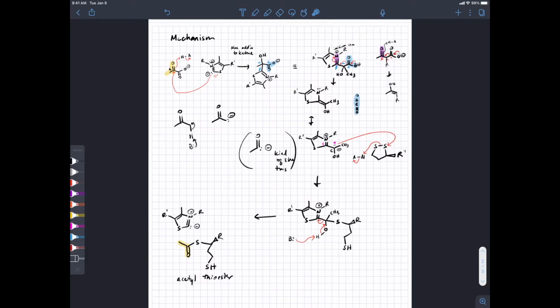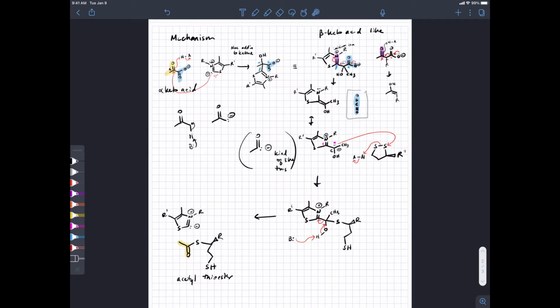We use the thiamine ylide as a nucleophile to convert an alpha keto acid into something that looks more like a beta keto acid, which can decarboxylate. So right here is our first loss of CO2. So the stuff you're breathing out, some of that comes from this step.